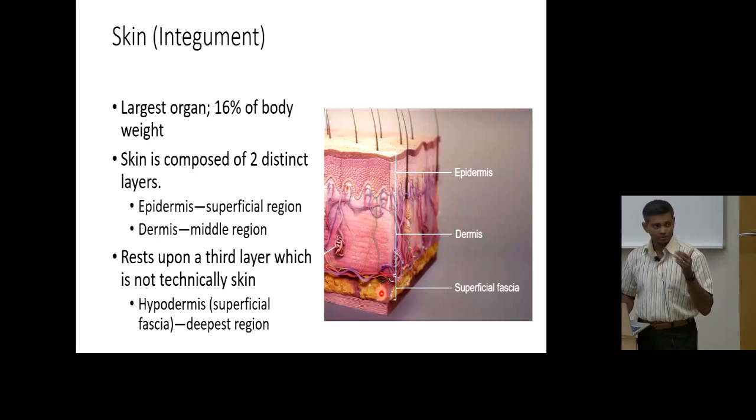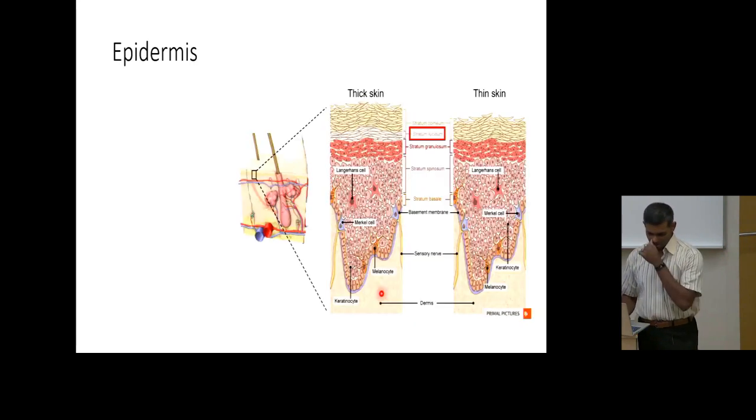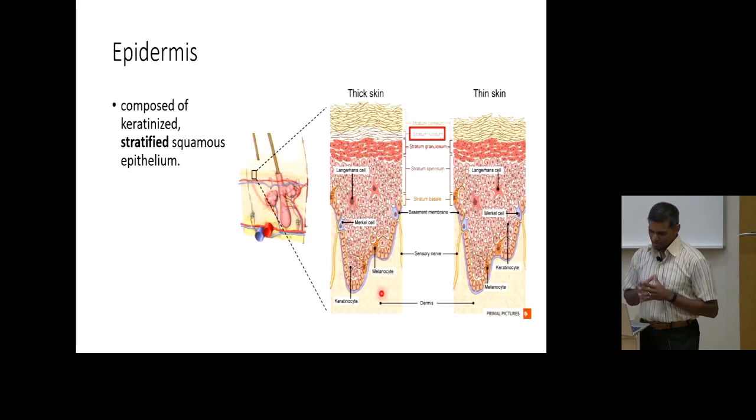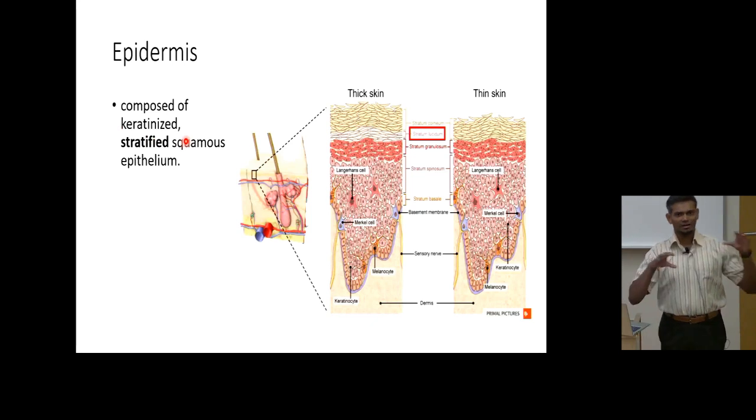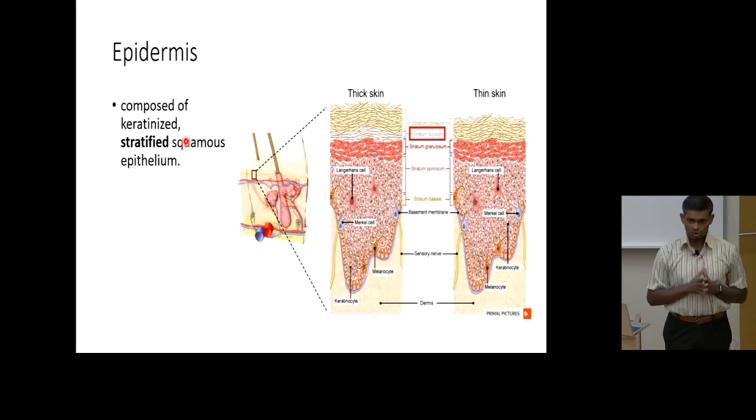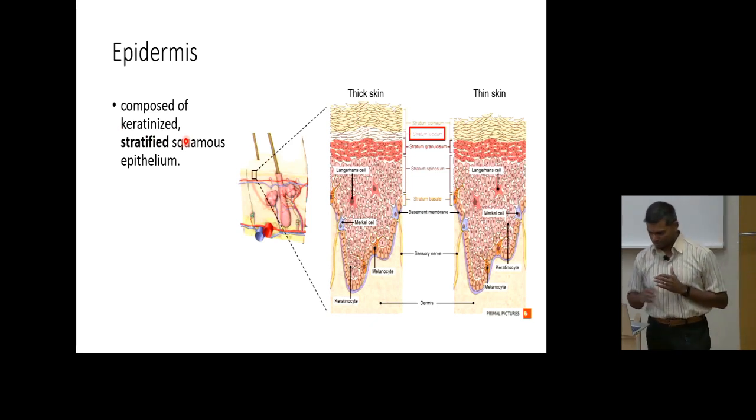And now we're going to start looking at the different parts of the epidermis. So the epidermis is described as being keratinized, stratified squamous epithelium. Right? And I mentioned that it is keratinized because there will be a layer of keratin on the most superficial layer of the epidermis.